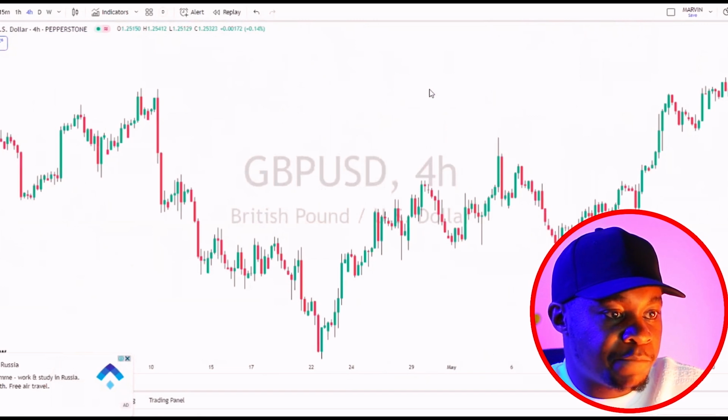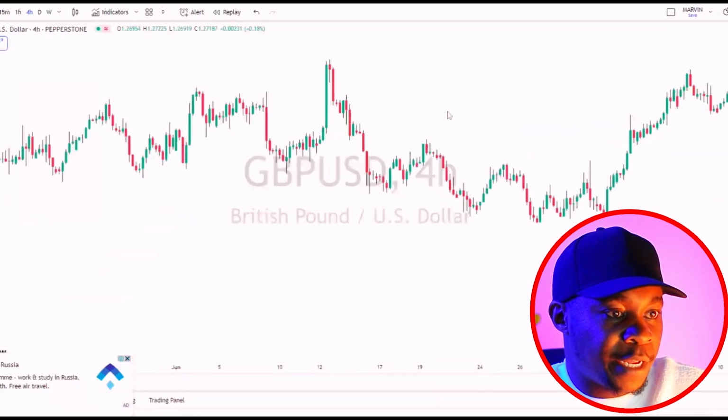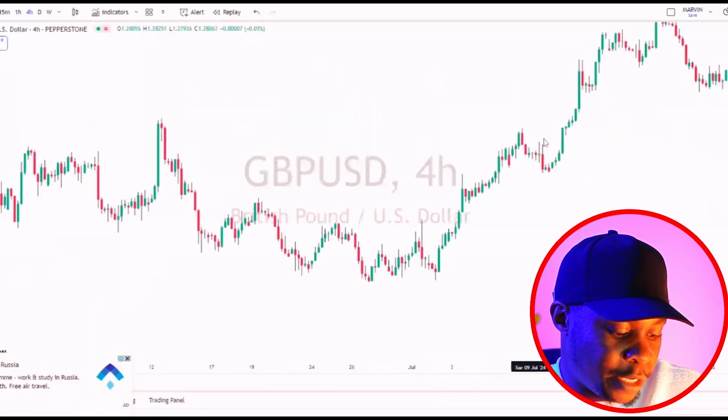So I have many examples. That is how you can identify supply and demand zones on the chart.